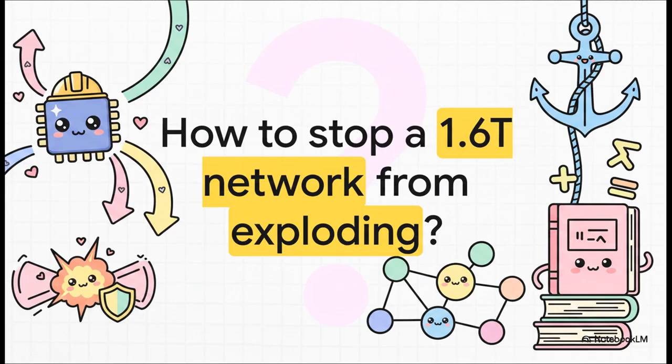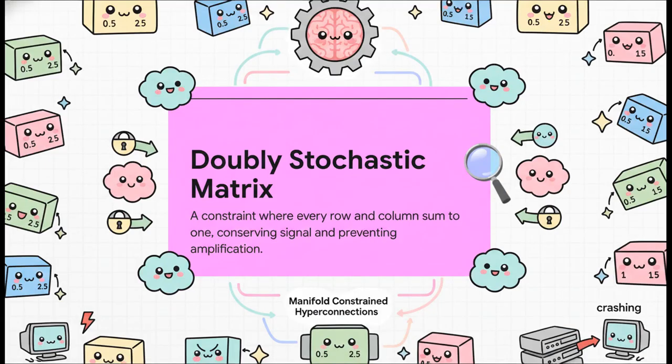Standard residual connections, those bypass lanes that let signals skip layers to stay stable, simply aren't enough to prevent these catastrophic signal explosions at this extreme scale. The team literally had to design a very strict mathematical rulebook to fix this. Enter a novel architecture called manifold constrained hyperconnections. They force the residual signals onto a manifold of what are called doubly stochastic matrices.